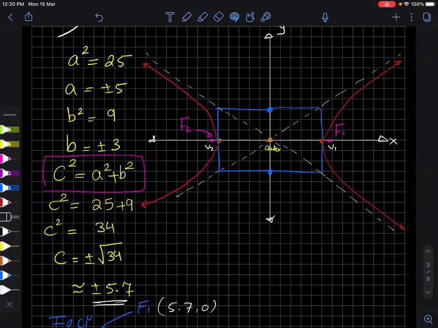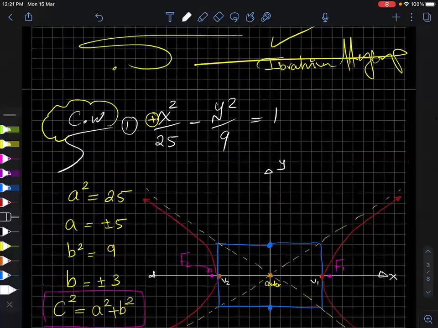So you have to know that V1 is not here. V1 is here, okay? And V2 is this point, okay? You can erase it and do it again. And here F1 is purple, right? So this is your what?